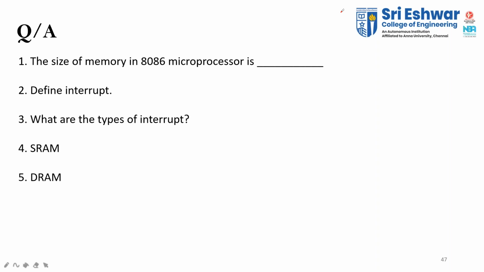The size of memory is 1 MB. Okay. Define interrupt. Interrupt is nothing but a subroutine, which interrupts your main program from being executed. Okay. What are all the types of interrupts? Super Gayatri. Good answer. What happened to the rest of the students? Always these students are answering regularly.